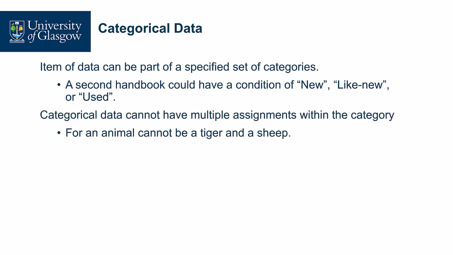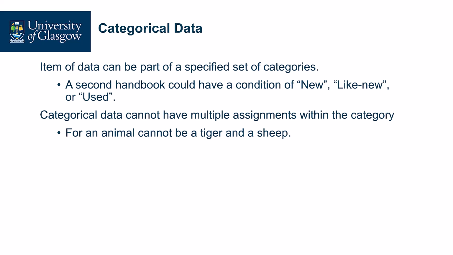So the categorical data cannot have multiple assignments. For example, an animal has different categories. It cannot be both a tiger and a sheep. It can be either a tiger or a sheep or none of them, right? So one categorical data can't have multiple assignments.